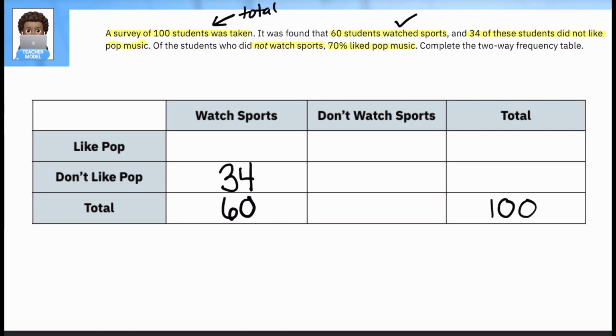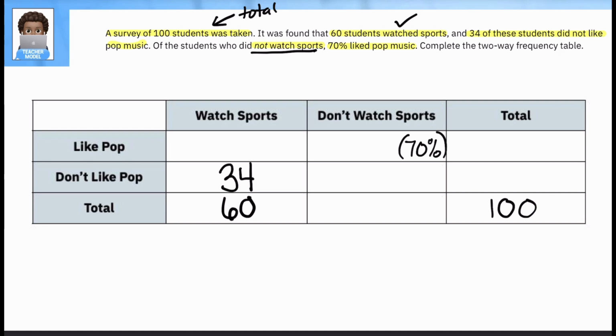Alright, of the students who do not watch sports, so now I'm down to here, they don't watch sports, 70% like pop music. So of these kids, 70% like pop. Of course, we don't know what that number is yet because we don't know 70% of what, but it's 70% of whatever this number is. We just don't know what it is. All right, so that's all we have for information, but we do have plenty of information here that's going to help us fill out the rest of the table.